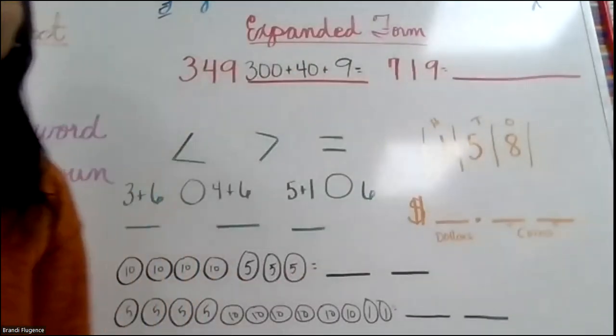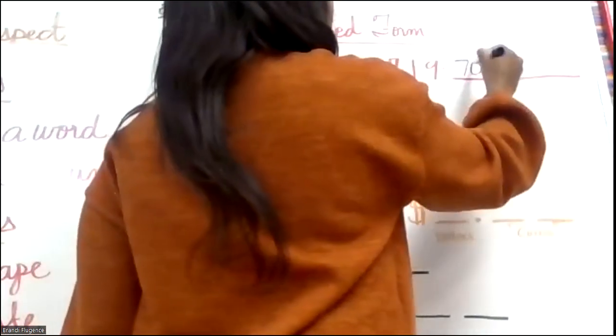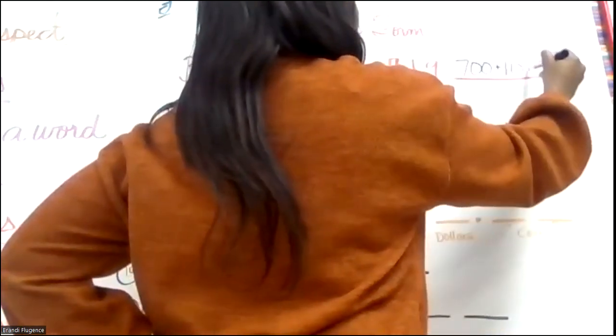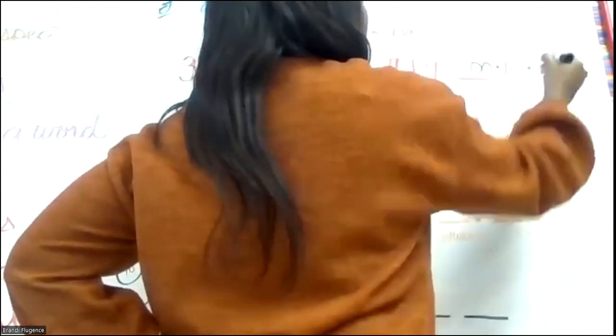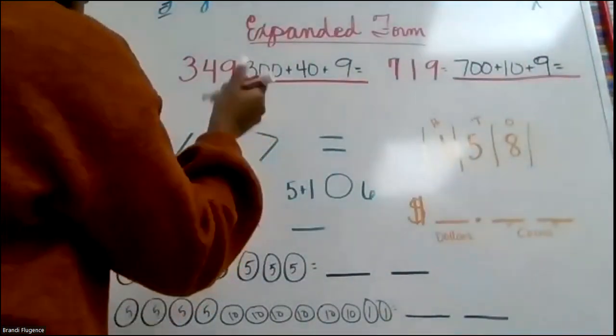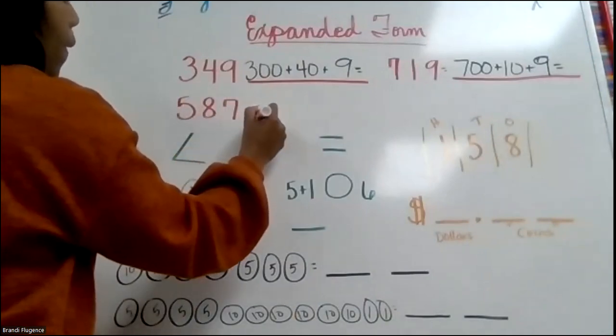Next, I have 719. Carson, expand this one for us. 700 plus 10 plus 9. Good. Equals 719. Okay?